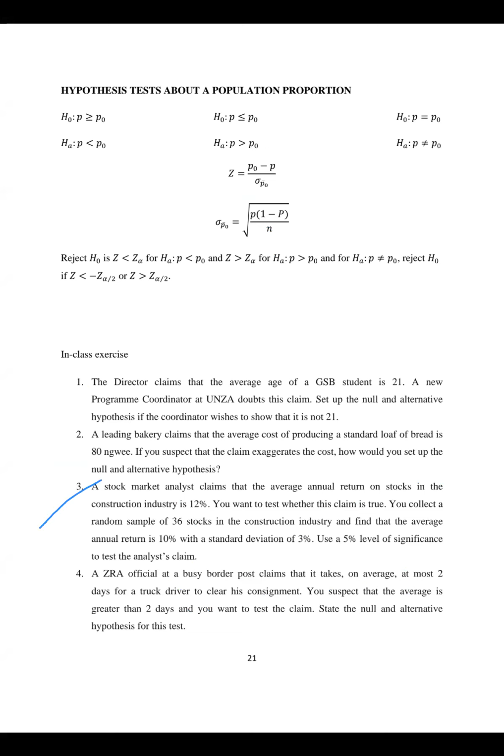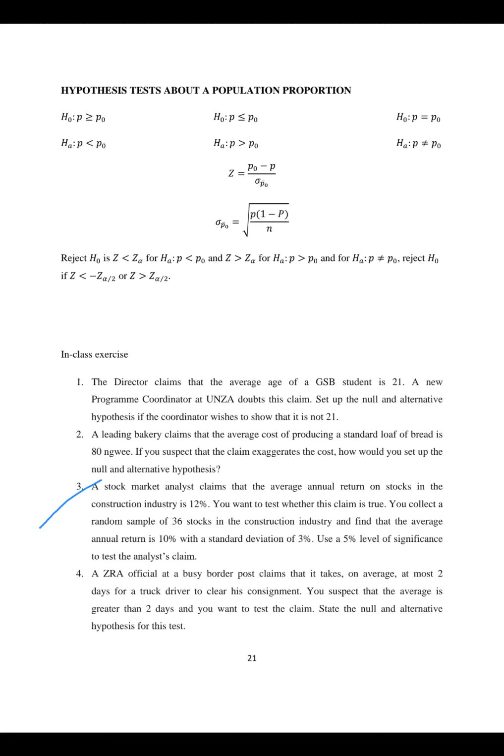A stock market analyst claims that the average annual return on stocks in the construction industry is 12%. You want to test whether this claim is true. You collect a random sample of 36 stocks in the construction industry and find that the average annual return is 10% with a standard deviation of 3%. And you can use the 5% level of significance to test the claim.